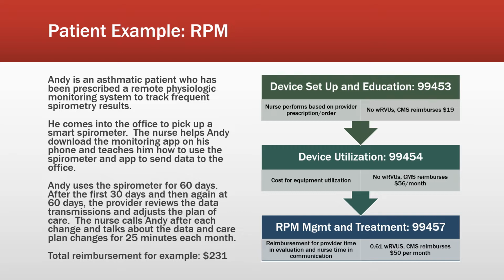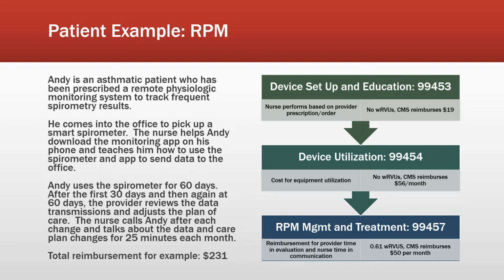So, there's a code for the device setup and education, which is 99453. And this is something a nurse can do based off of a provider prescription or order. There's no RVUs associated with it because it's usually nurse work, and CMS reimburses $19. The device utilization is per month. So it is the cost for the equipment utilization that you have. It's $56 per month. Again, there's no RVUs because there's no physician effort at that time.